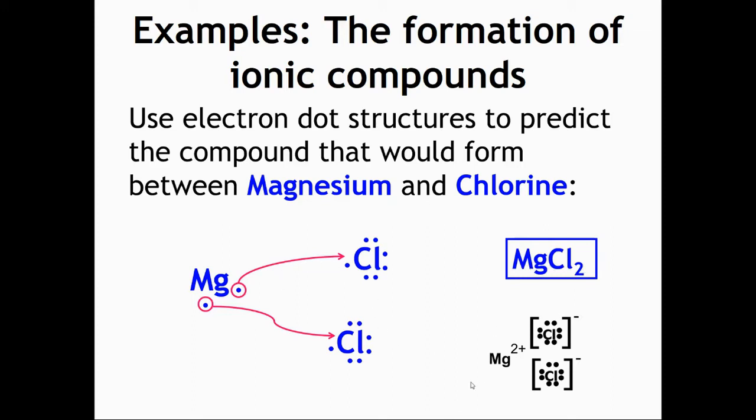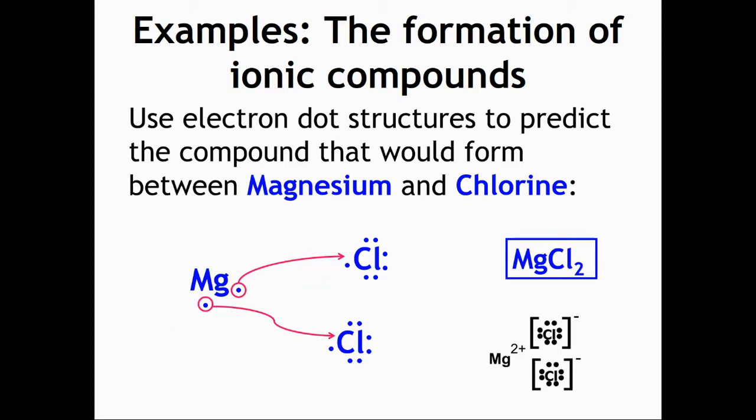But what it actually looks like is this. You have a magnesium that lost 2 electrons, so it's a 2+. You have one chlorine that had 7 electrons. We added 1, so that gives it a -1, and you did the same to the other one. This is actually what is occurring, and this is your formula.